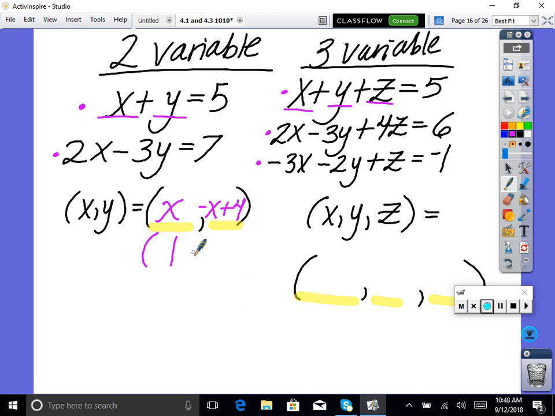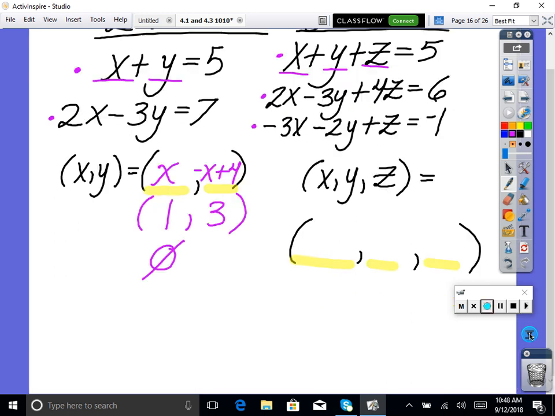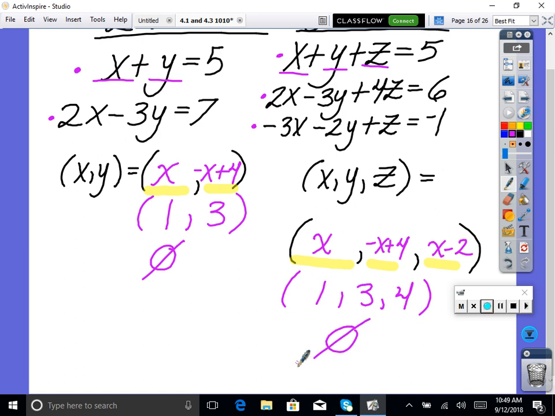Or we saw solutions like 1 comma 3, for example, if it intersected in 1 point. Or we saw no solution last time. So now our solutions today will just be written as an x, y, z point. For example, if it was dependent, we might go like this, x, and then our y would be negative x plus 4, and our z we'll be able to write as an x as well, like x minus 2. It doesn't make sense right now, but it will when we practice. It could also have just 1 point, 1 comma 3 comma 4, for example, or it could have no solution. So that's how we're going to see our answers written today.